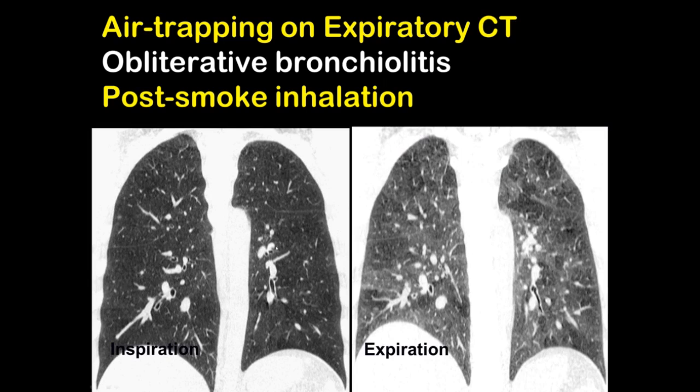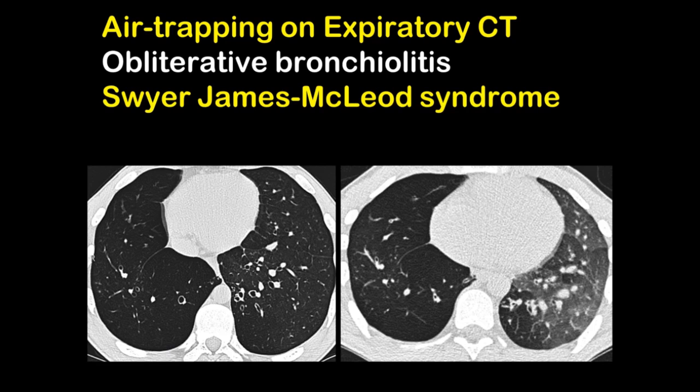Same case, in inspiration, we can barely see areas of patchy attenuation or mosaic attenuation. And when we perform the expiratory CT, we see areas of air trapping and areas of normal lung in a patient with post-smoke inhalation. Swyer-James-McLeod syndrome was usually described as a hyperlucent lung. And now when we start performing CTs, we can see that both lungs can have areas of air trapping.